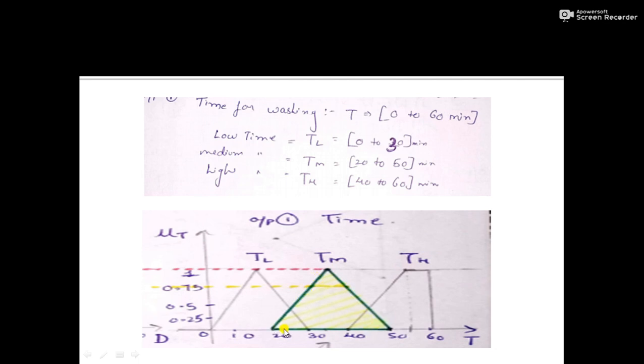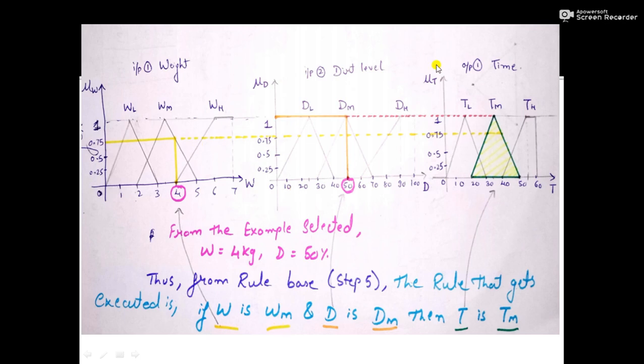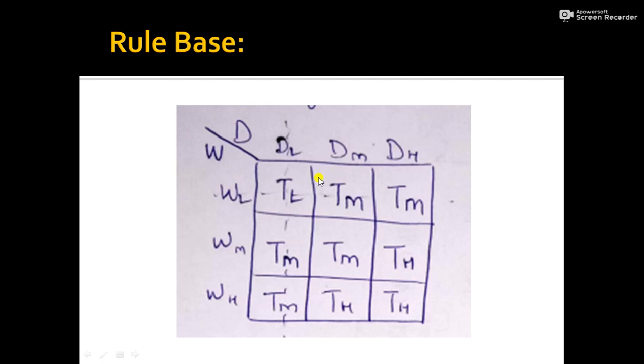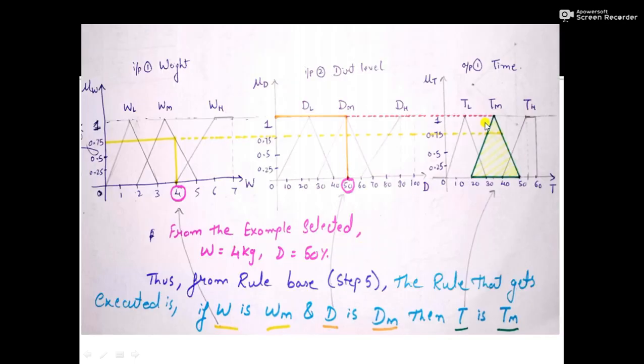This is the problem we have selected. Let us come back to the diagram. Weight is 4 kgs, which is lying in the medium. Dirt level is 50%, which is also lying in medium. According to our rule base, if dirt level is medium and weight is medium, then the time required for washing will be medium. So this is how the medium block is selected. Now the entire triangle will be selected based on the value. The weight selected here is 4 kgs.